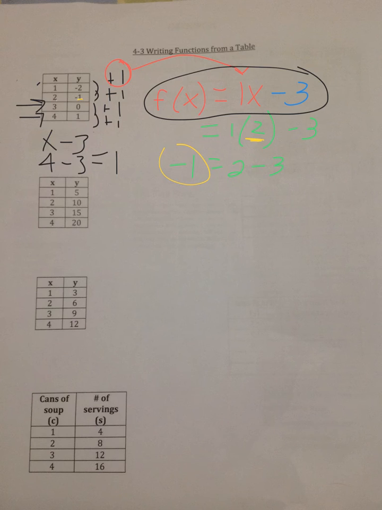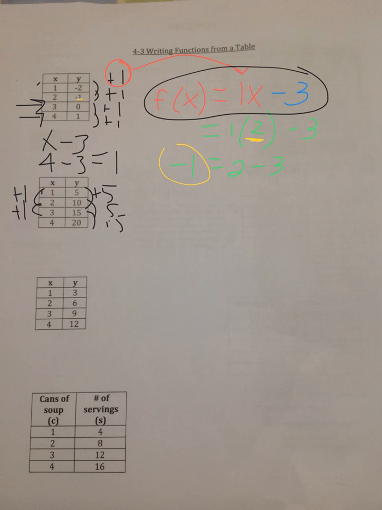Let's take a look at the second problem. And you have x values. You have 1 to 2 plus 1, 2 to 3 plus 1, 3 to 4 plus 1. Now let's take a look at here. 5 to 10 is plus 5. 10 to 15 is plus 5. 15 to 20 is plus 5.